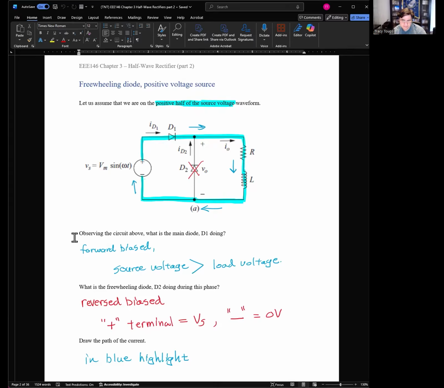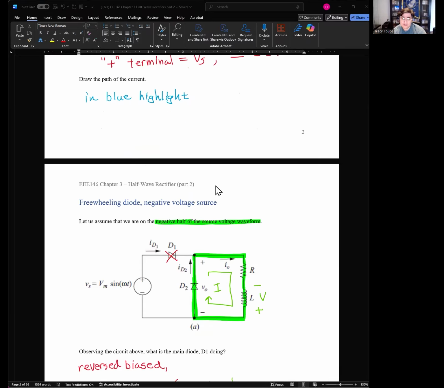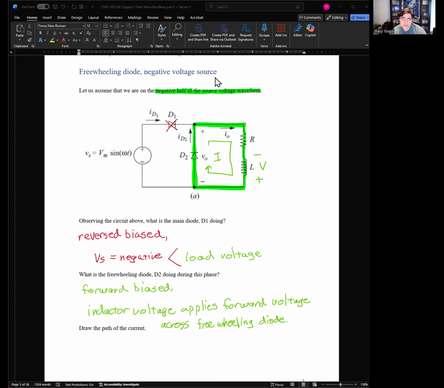Observe the circuit above. What is the main diode D1 doing? It's forward biased and conducting, because the source voltage here is greater than the low voltage on the other side. What is the freewheeling diode D2 doing? It's reverse biased, because the positive terminal up here is at a high voltage of Vs, while the negative terminal is at 0 volts. So it's reverse biased, and current is never going to flow. And of course, draw the path of the current in blue. This is business as usual. Nothing's changed so far.